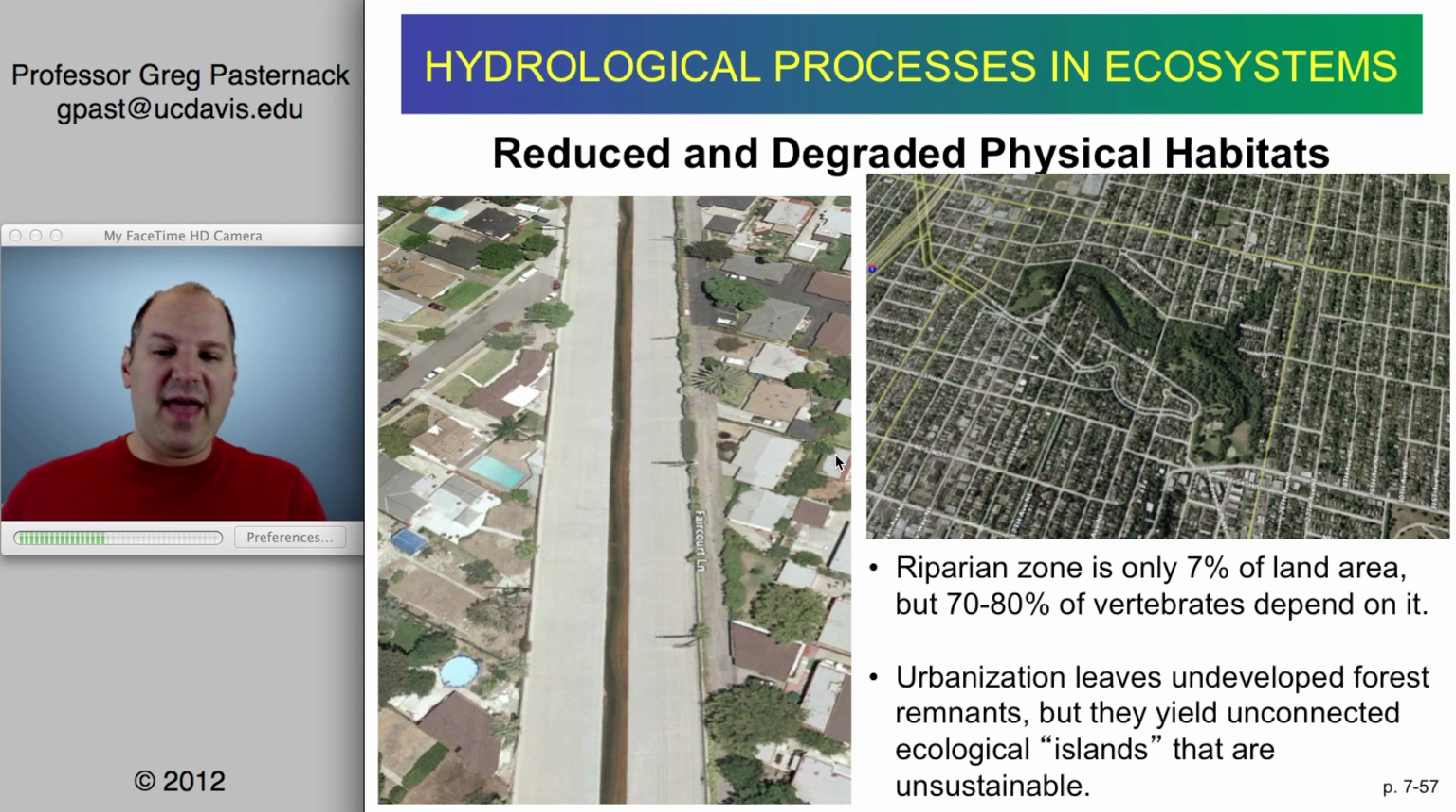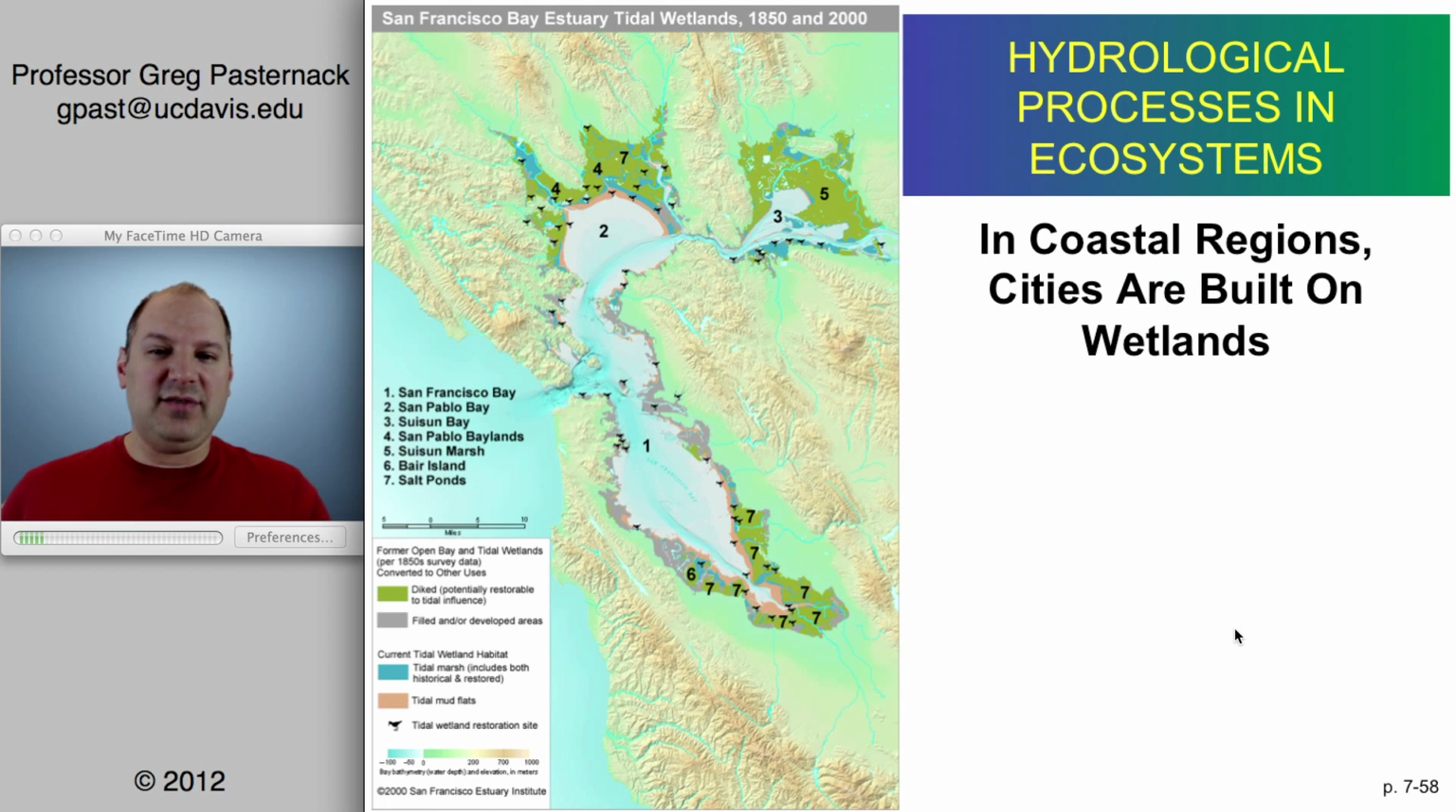When we look at the physical nature of the habitat, this is something I already commented on, we remove all of the riparian corridors that are here, we remove the complexity of the landscape, and we create small islands of habitat, but then these get heavily used by people, dog parks, people areas, and as a result of that, there really isn't a lot of naturally quiet, left-alone habitat. Here's an interesting statistic: the riparian zone is only 7% of the land area, but 70 to 80% of vertebrates depend on it. So overall, we have a degradation both in terms of physical abundance and quality of habitat, and also chemical quality and abundance of habitat.